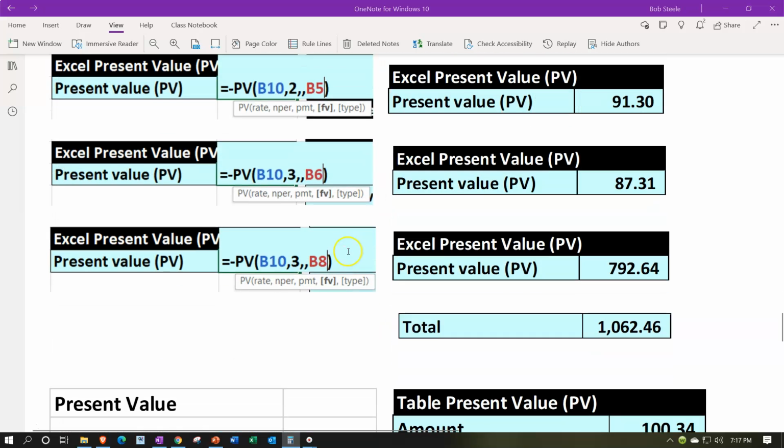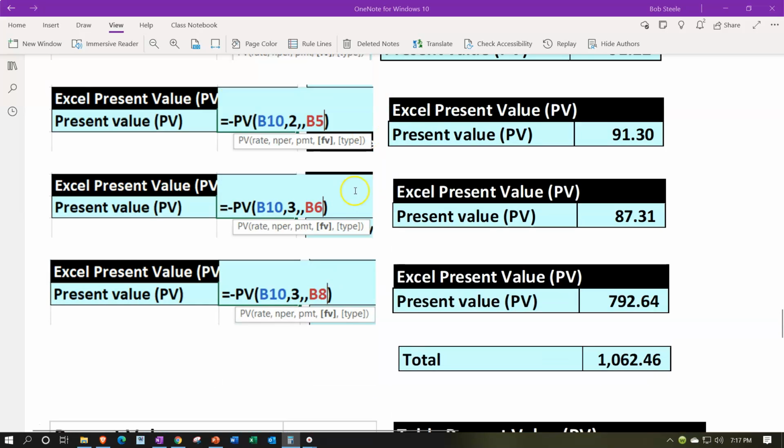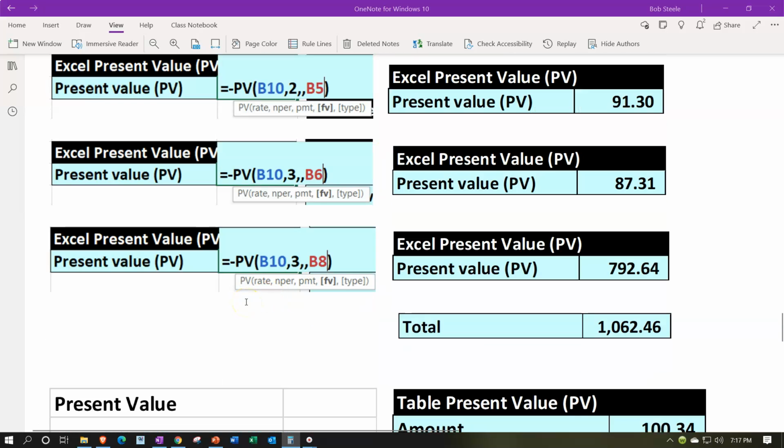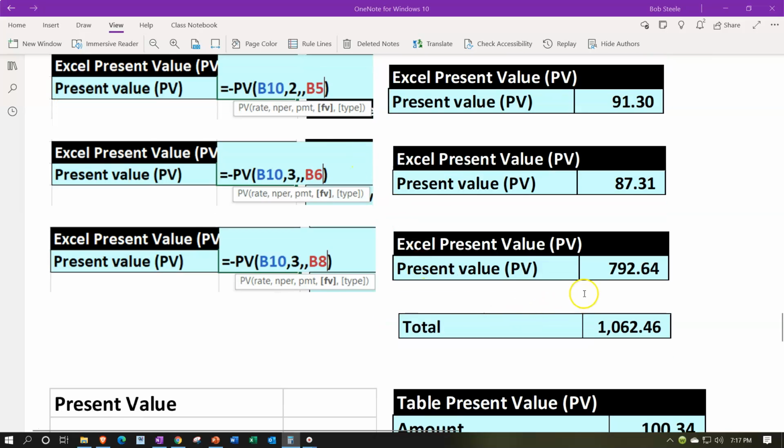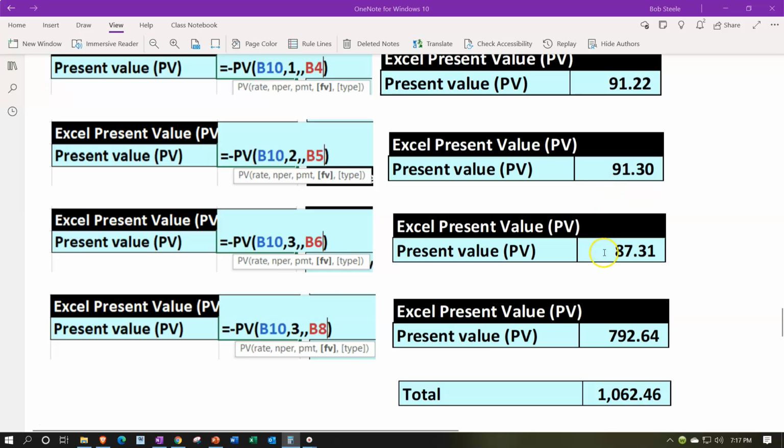So then we would do that one more time for the sale. That would be the 1,055 sale of the stock. The rate, once again, 6%. Number of periods, 3 again, because we sold it after the 3rd year after we got our dividend. Comma, because there's no payment, because it's not an annuity. And then the future value being that 1,055. That gives us the 792.64.